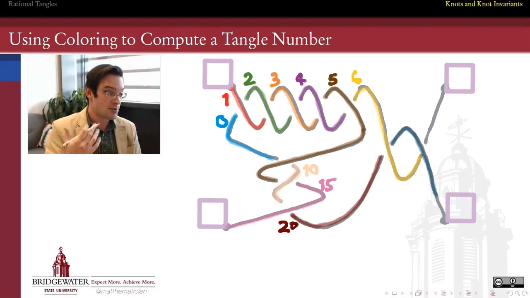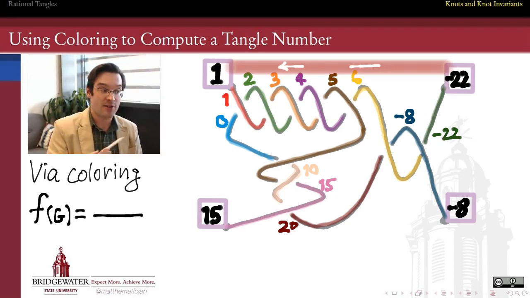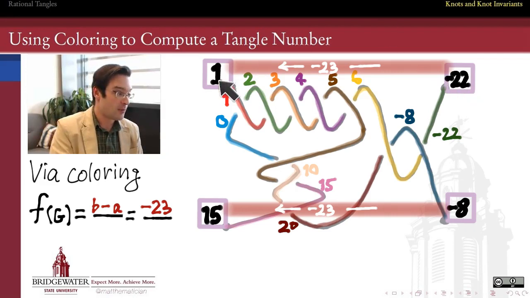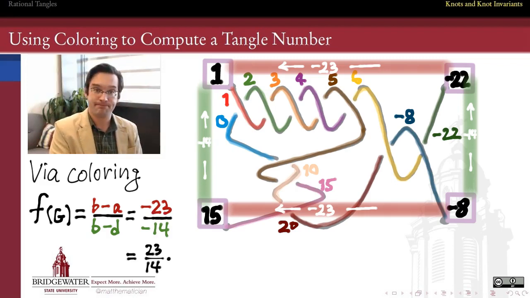So here again, I chose 0 and 1 at the northwest corner to get my coloration started. I applied the twice over minus under scheme to give me all the colors of the rest of the strands. And at the end, I end up with this color matrix: 1, negative 22, 15, negative 8. The color fraction for this rational tangle is defined as the top difference over the right difference. Negative 22 minus 1 gives me negative 23, divided by negative 22 minus negative 8, which gives me negative 14. And so the color fraction for this rational tangle is 23 over 14.